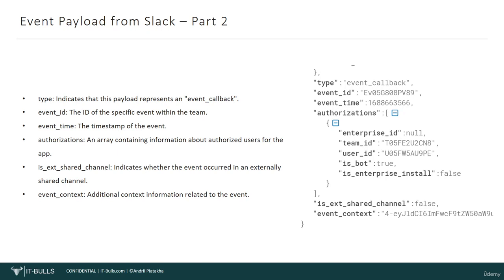Authorizations, an array containing information about authorized users for the app. Based on this content, you can see that we use the ID of our bot associated with the application. It was created automatically. Is ext shared channel indicates whether the event occurred in an externally shared channel. An externally shared channel in Slack refers to a channel that is shared between two separate Slack workspaces or organizations. It allows users from different workspaces to collaborate and communicate within the same channel, providing a way to bridge communication between different teams or organizations.